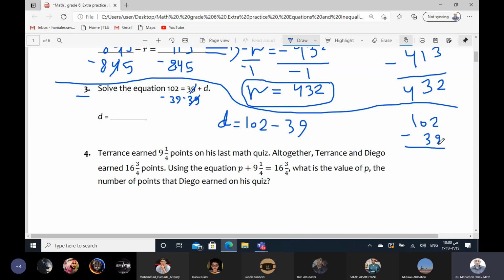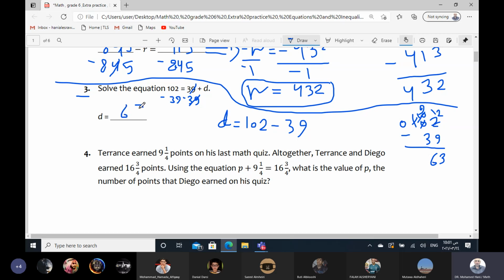2 minus 9, we cannot do this operation because 2 is less than 9. So borrow 1 from the next digit here, 0. We cannot take from here, so take from here. Take 1 from 1, 1 will be 0, and 0 will be 10. Then take 1 from 10, 10 will be 9, and 2 now will be 12. 12 minus 9 will be 3, and 9 minus 3 will be 6. So D equals 63.